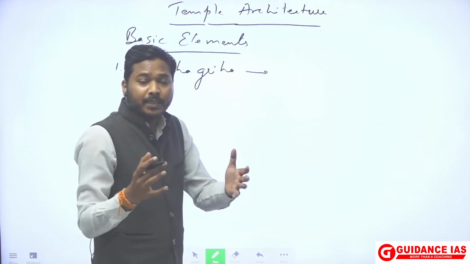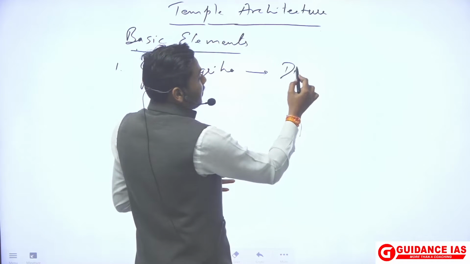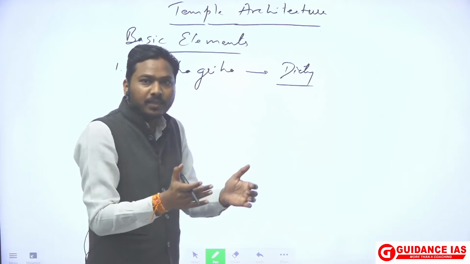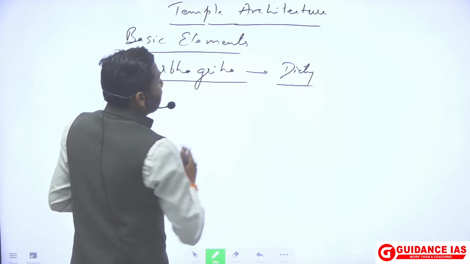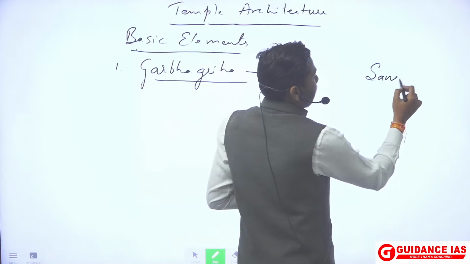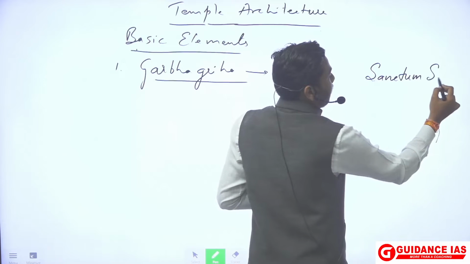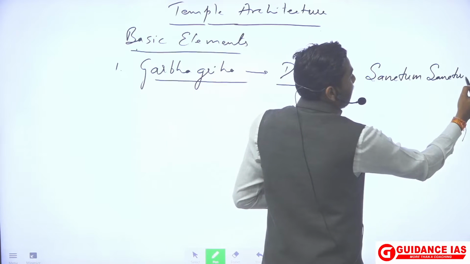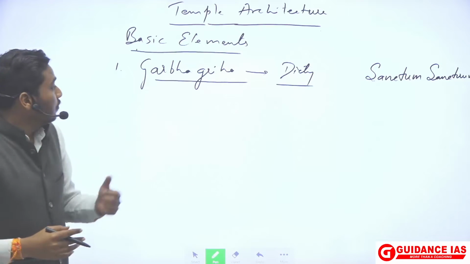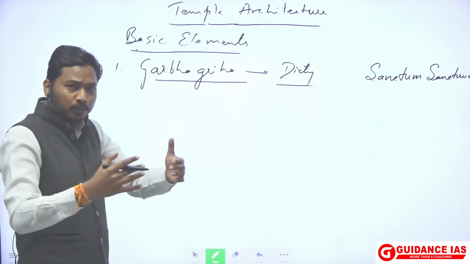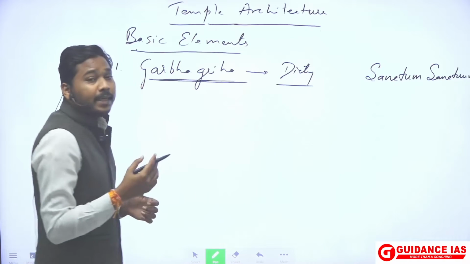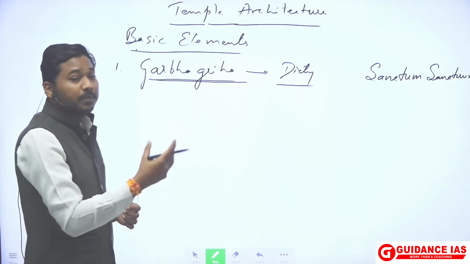Garbh Grih is the place where the deity, the god resides, जहाँ भगवान होते हैं, जहाँ हम भगवान रखते हैं, that place is called Garbhagriha. It is also called Sanctum Sanctorum, a place which is very auspicious. That is the most important element, a small rectangular, sometimes square place where the main deity, whom we worship, remains.